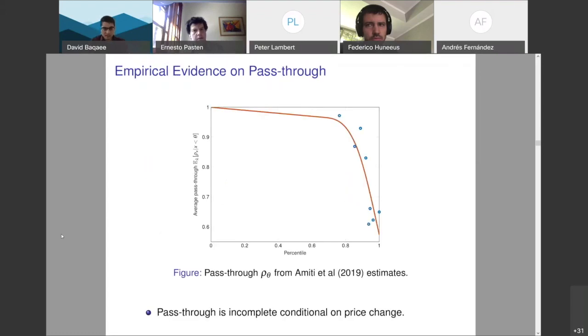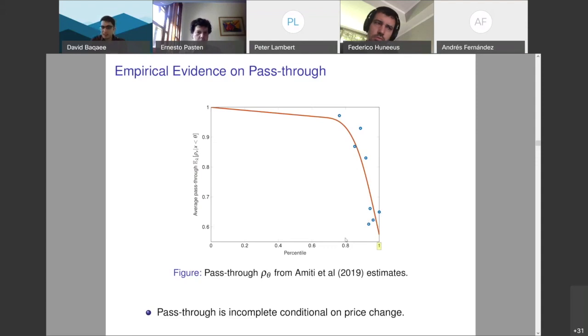So here are some empirical estimates, just so you have a concrete picture to put in your mind. Here are estimates of the pass-through from Amiti et al. On the x-axis, we've got the size of the firms, going from the smallest firm to the largest firm. And on the y-axis, we have average pass-throughs for firms up to a given cutoff of the percentile in this firm size distribution. So when you go to 1, this is the average pass-through for all firms in the economy. And you can see on average, it's something like 0.65. It's really not equal to 1, as it would be in a CES model.